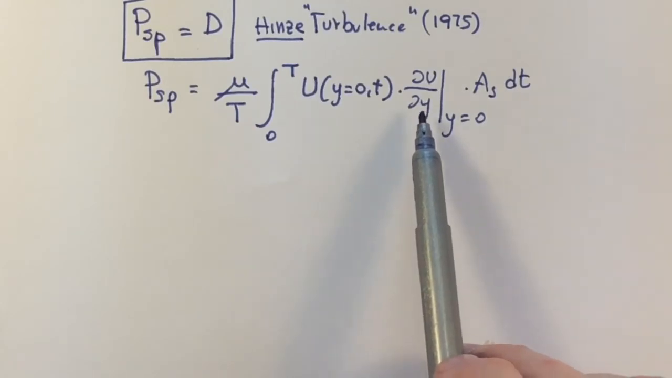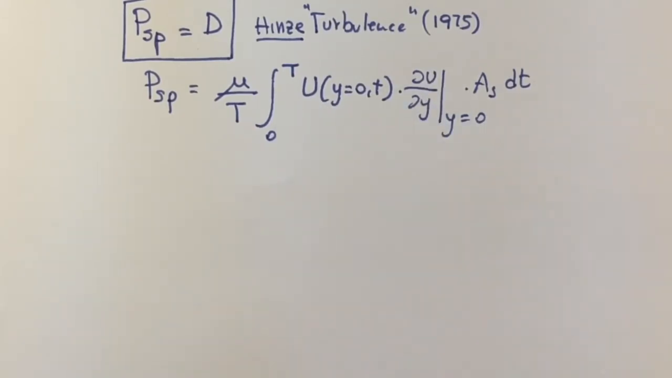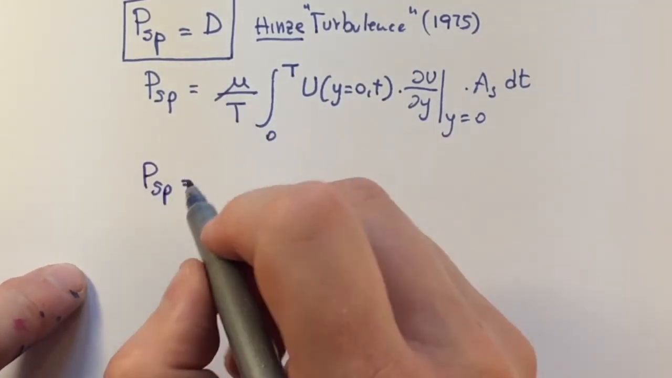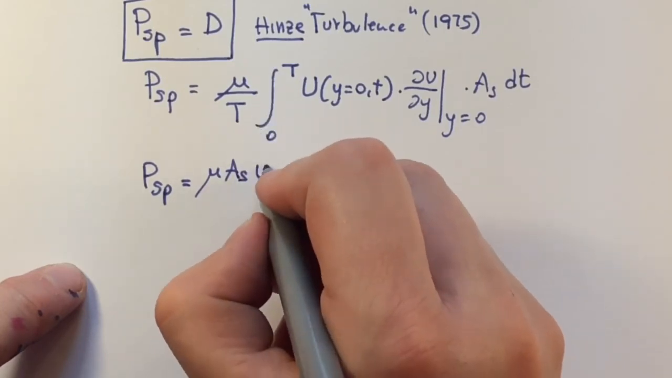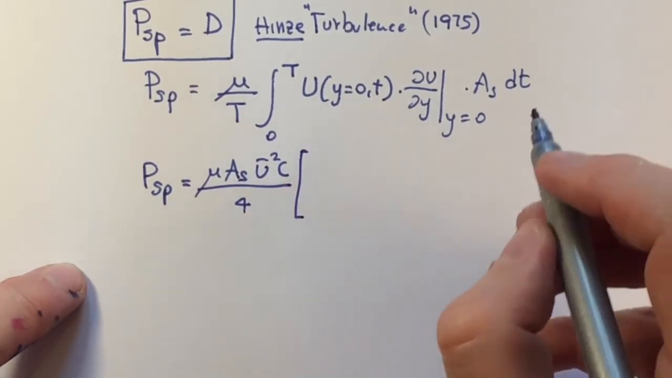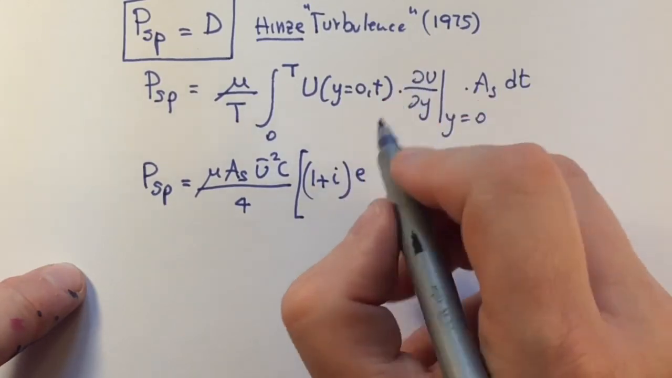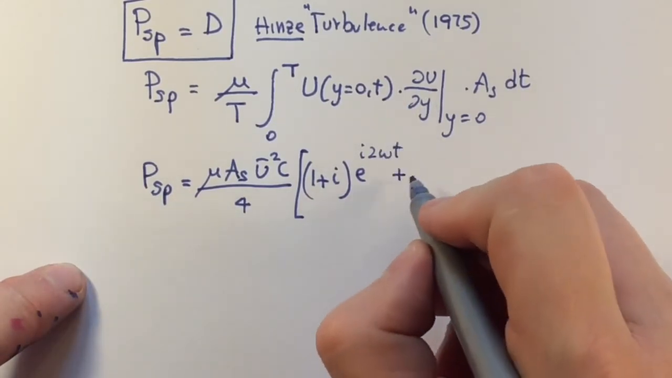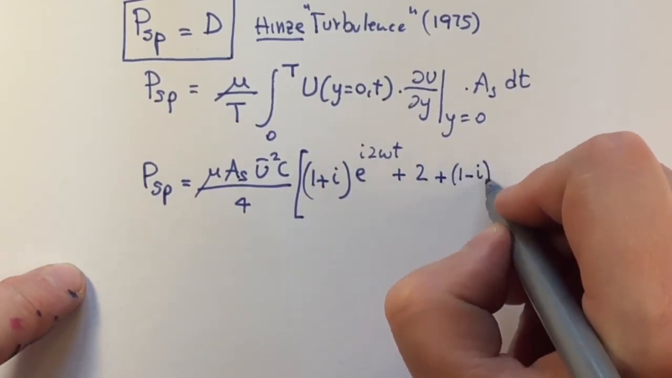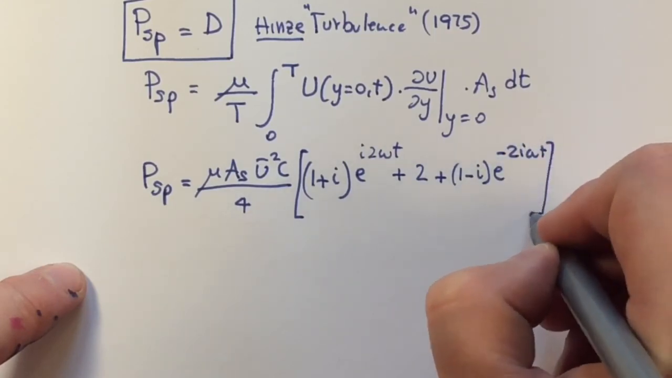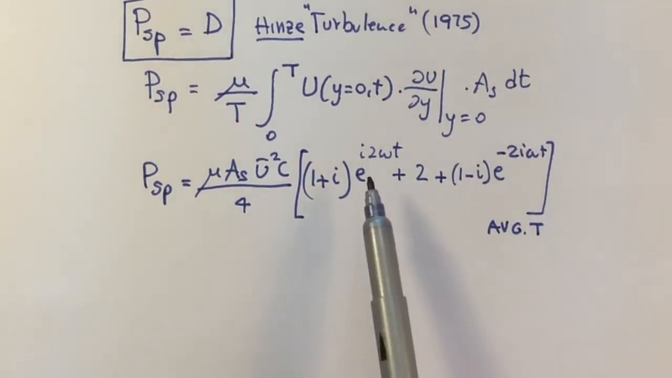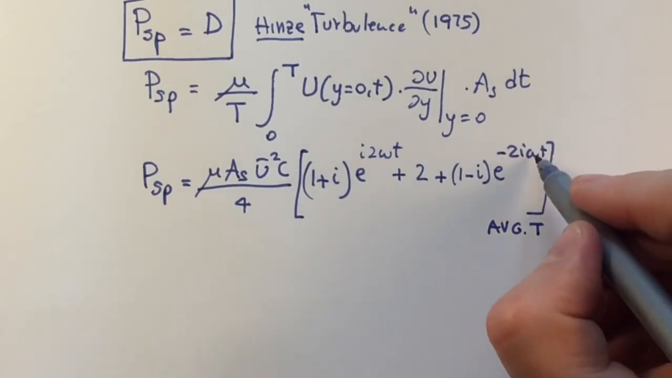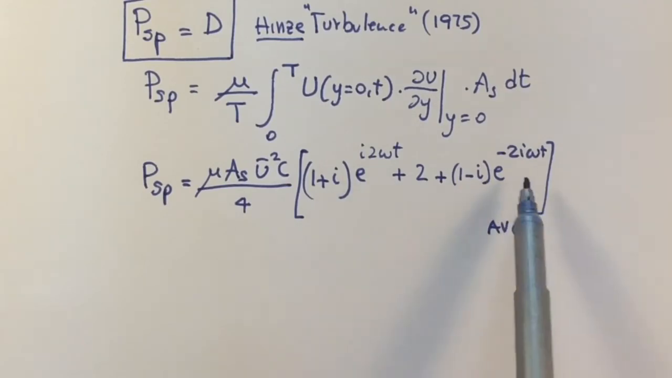So again, if we substitute the expression for u at the wall and ∂u/∂y, setting y equals 0, then you get exactly mu A_S u bar squared times c divided by 4, and then the following: e to the i omega t plus 2 plus 1 minus i times e to the minus 2i omega t, and this is averaged over time. But these two terms vanish because over a period, these are periodic functions. So if we integrate, they cancel out.